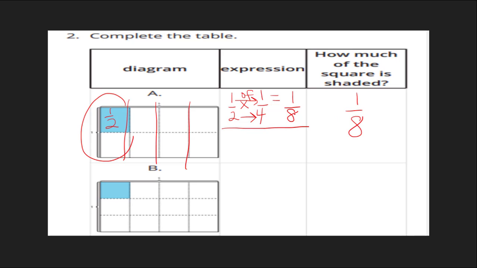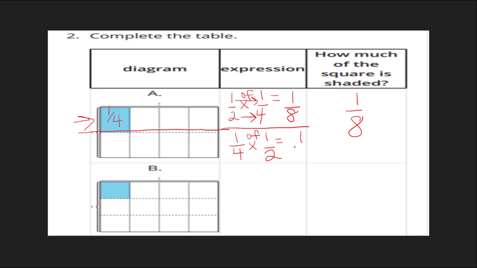Another way that we could look at this is we could say there are 2 rows and we have 1/4 out of that row. So we could say 1 out of 4 out of one of the halves. So that still gives me an 1/8. Let's look at our second one. If we have 1, 2, 3, 4 columns and we have 1/3 out of that first column, one of our equations might be 1/3 out of 1 out of the 4 columns gives me a 12th.